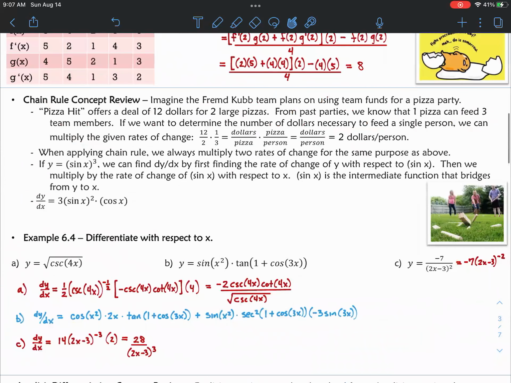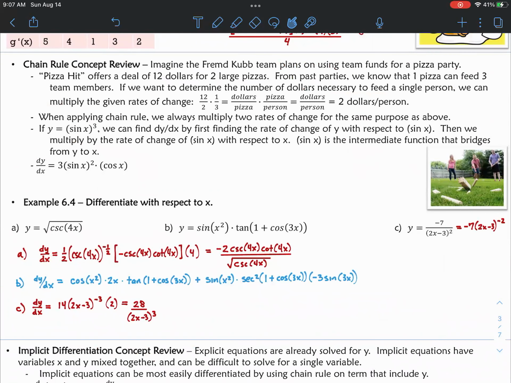On the next page, we're going to review the chain rule concept. It's one thing to know the formula, but we should understand why the formula works the way it does. In the setup here, Fremd Cube team. If you're not sure what Cube is, it's a lawn game. It's pretty fun. Supposedly, the game was invented by Vikings, so it's appropriate for Fremd.